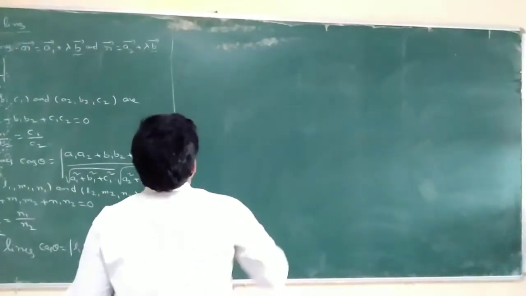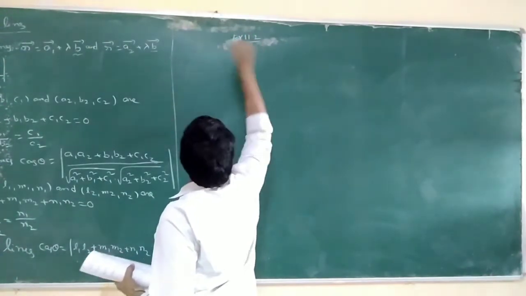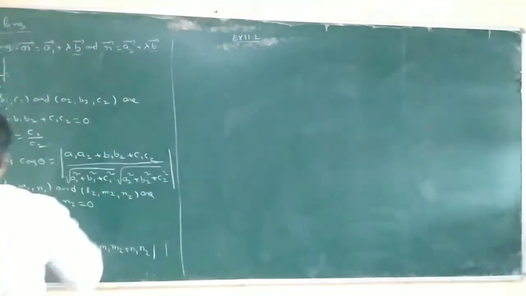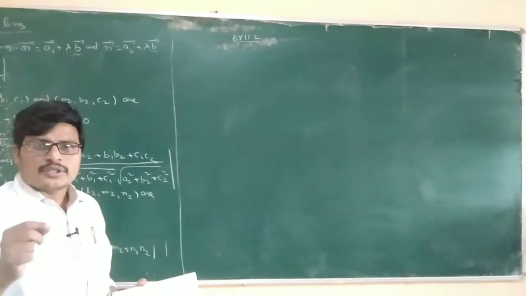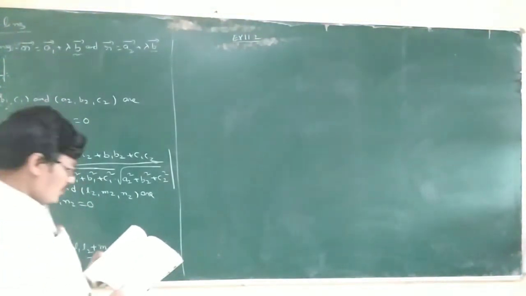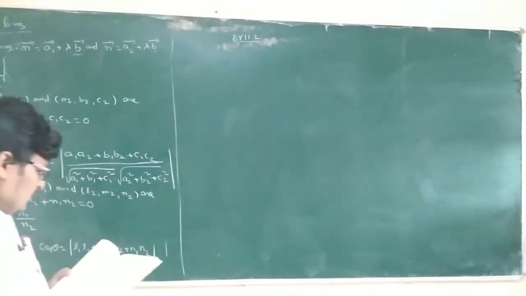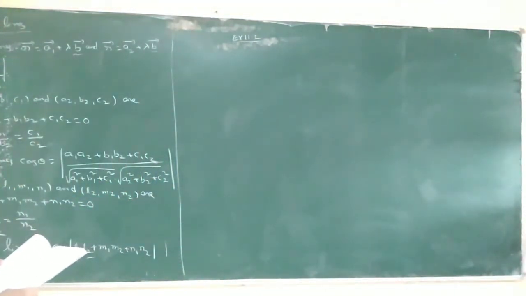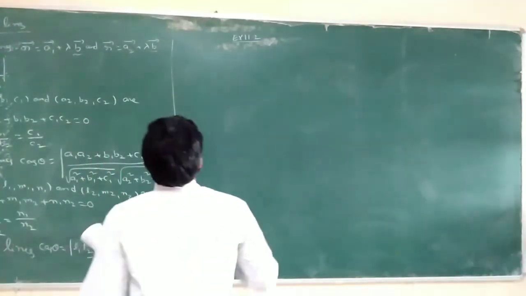Exercise 11.2. The line and plane exercises, 11.2 and 11.3 both, are totally dependent on each and every one formula. So first one, show that three lines with the direction cosines are mutually perpendicular.